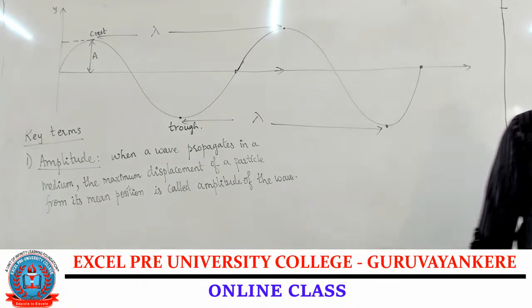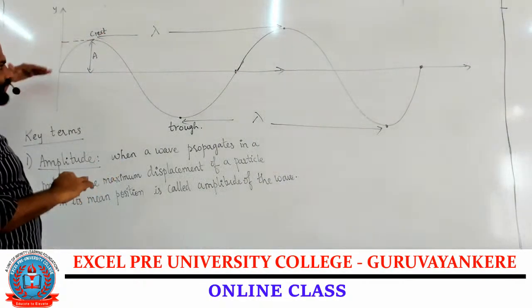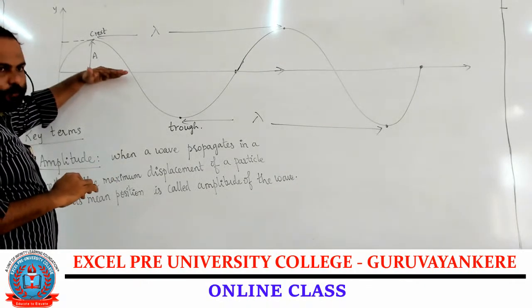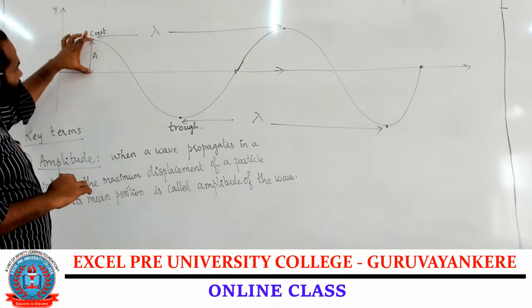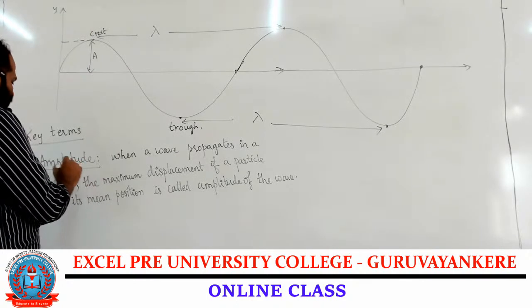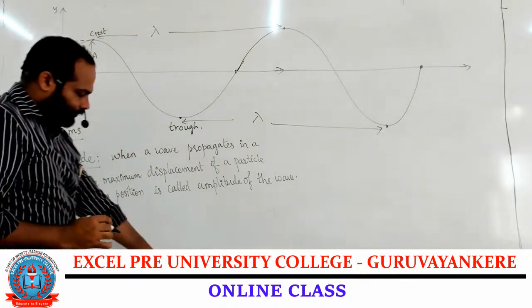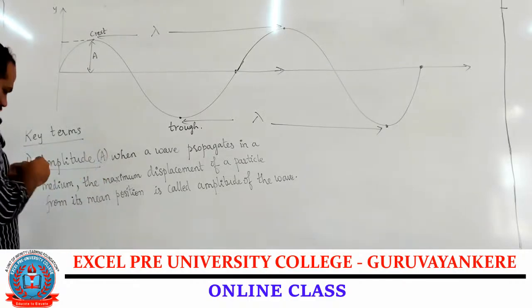Clear? Okay. So we call this amplitude. I told you, in a tensed string, if this is the initial mean position, as you disturb it, it forms a wave, no? So the maximum displacement with respect to the mean position is called amplitude, usually denoted by capital A.